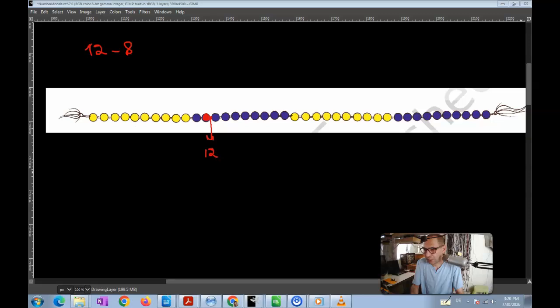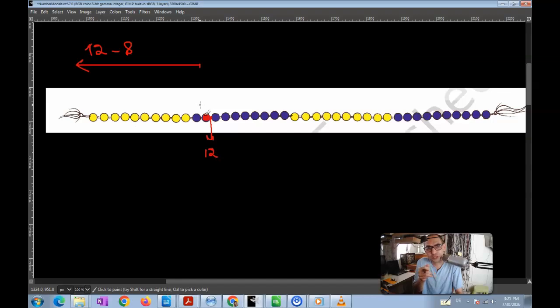Okay, so now I want to take away 8 of these beads, which means that on the Ginladi I have to move towards the left hand side, because I'm taking away things. I'm not adding anything, so I'm going to move towards the left. So I have to move 8 steps to the left, or essentially I have to take away 8 beads.